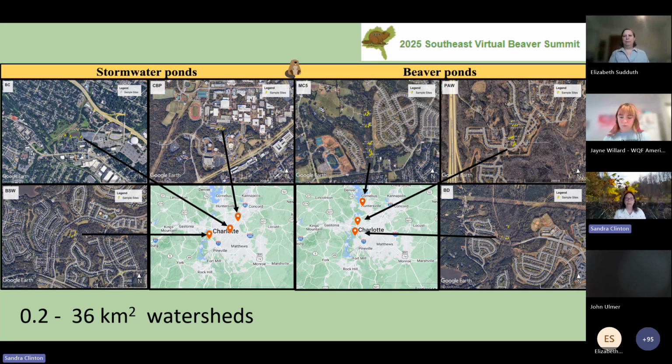We did the same experimental setup in Charlotte, but I'm going to talk about a different nutrient here. So we have 3 stormwater ponds and 3 beaver ponds around the Charlotte region. This is Charlotte here. Our watersheds are just a little bit bigger in some cases here. And I want to talk about total phosphorus. Total phosphorus is a concern for water quality because when we have more phosphorus, we often get algal blooms, which can then lead to very poor water quality.